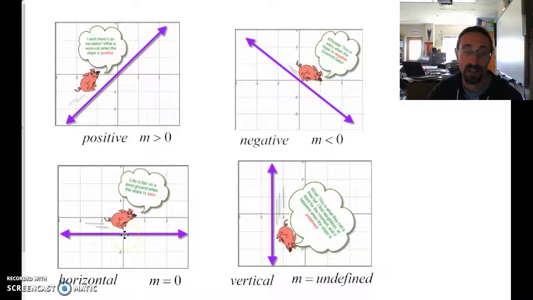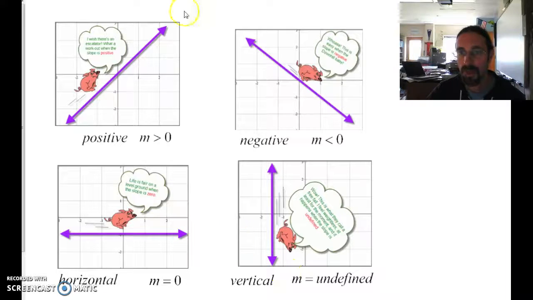A horizontal line has a slope of 0, which means you have no slope. It doesn't matter how much you increase your input, the output doesn't change. And this is all function language. We're going to spend a lot of time in Functionville. But when you have a vertical line, the slope is undefined.